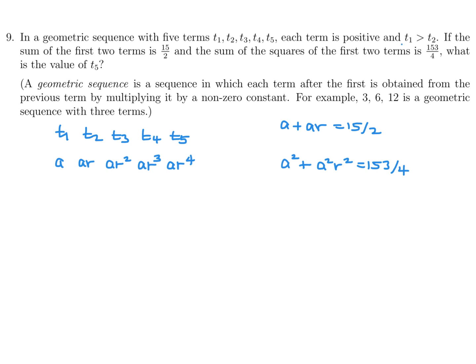And this is also very important right here, that t1 is greater than t2. If that is the case, then that means our r is less than 1. And I'm assuming it's greater than 0, since each term is positive. Okay, yeah, so I'm correct in that assumption. Okay, so where do I go from here? That's the setup of the question.